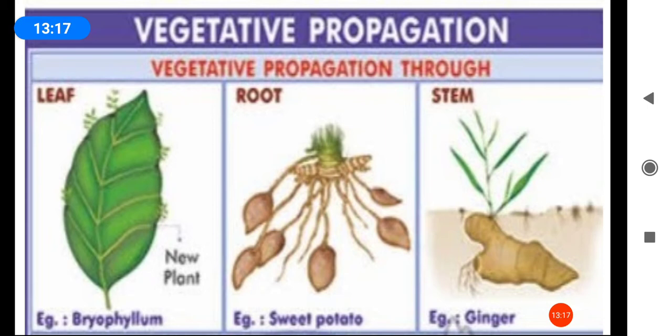In potato, a shoot arises from the eyes. So vegetative parts of the plants such as root, stem and leaves can help to propagate the plant. Bryophyllum is a plant in which the leaves give rise to new plants. Then roots: in sweet potato, the root gives new plants. Then stem: ginger is an underground stem, so the stem develops into a new plant.